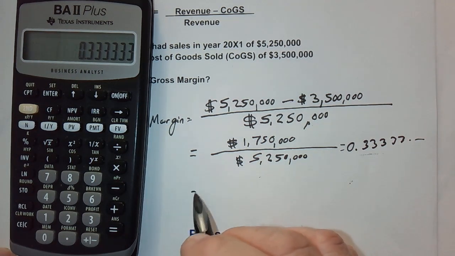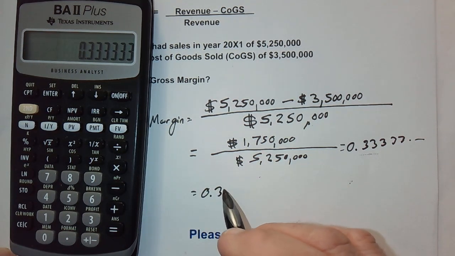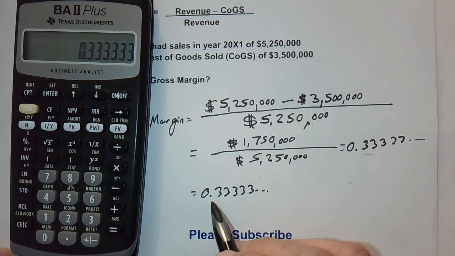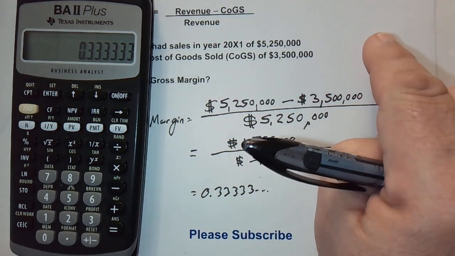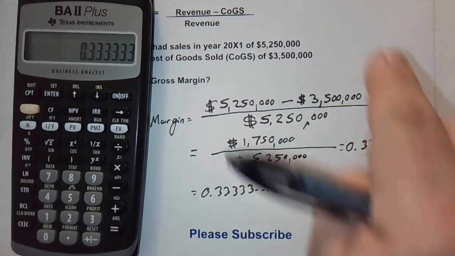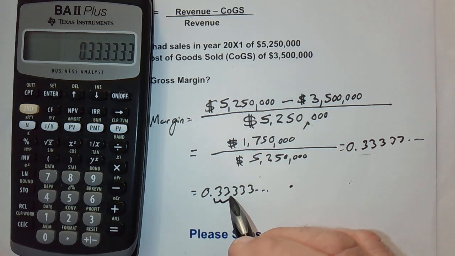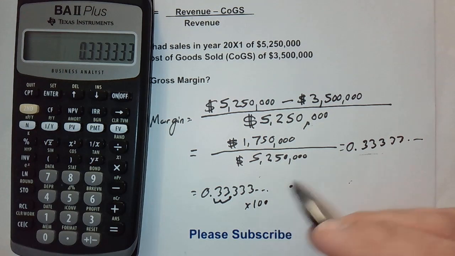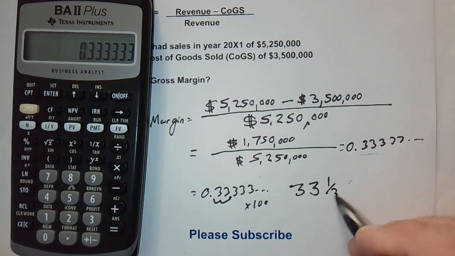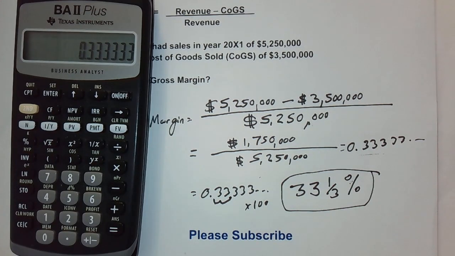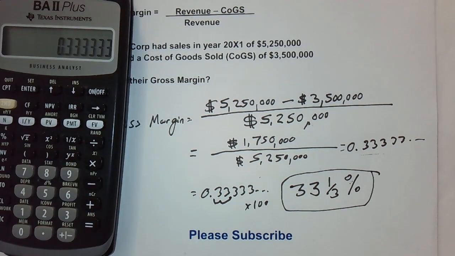This is a decimal, so we want to express it as a percentage. So we can move the decimal place over 2 places. If you don't remember how to change a decimal into a percentage, I've got a video up here reminding you how to do that. You might need a refresher. So we move the decimal place over 2 places. In other words, we're multiplying by 100, and we wind up with 33 and 1/3%. That is the gross margin for this company.